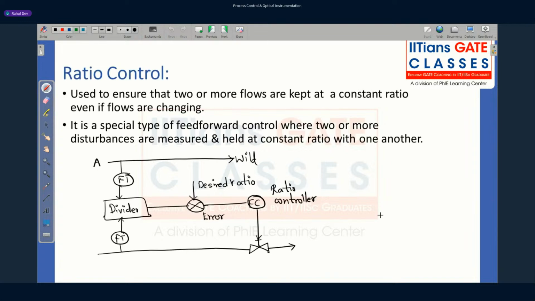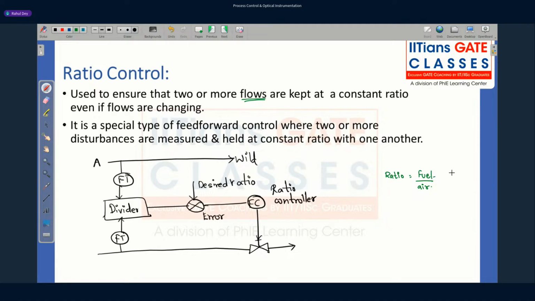So in ratio control, basically the ratio of two or more inputs, or the ratio of two or more flows, fluid flow, are kept at a constant ratio. A very simple example is your internal combustion engine, your bike engine or car engine. In this particular case, we have to maintain the ratio of fuel and air.